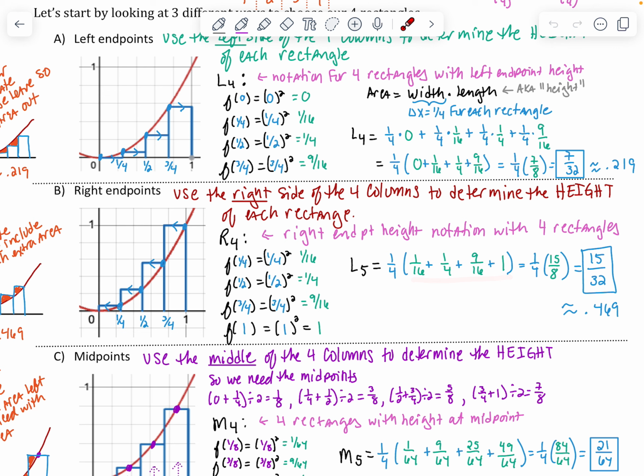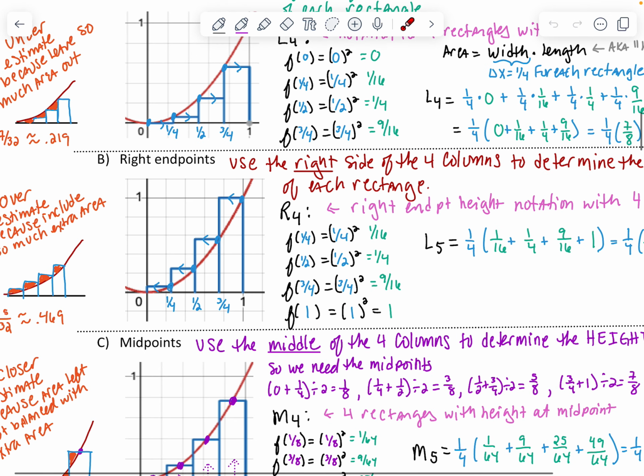So this continues on where I really just need my 4 heights. Instead of starting from 0 to 3/4, I start from 1/4 to 1. I get my 4 heights, I add them up, multiply by the width of each column for the area, and I get 15 over 32, which is 0.469. But as we just mentioned, I've overestimated this.